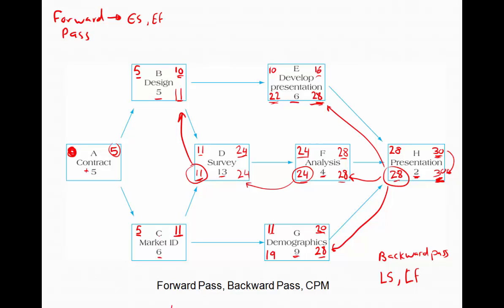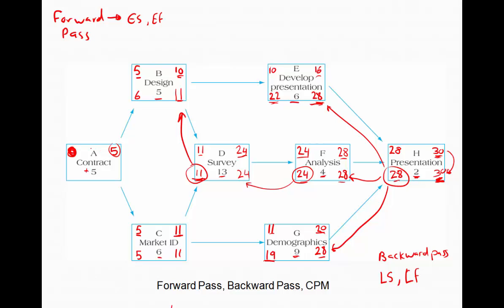Going down to activity C, again, similar situation. We have two options that we can select from. We have either 11 days or 19 days, and the rule tells us you take the smallest of the two. Therefore, we have 11 days. Back up at activity B, 11 subtract 5 equals 6. Down to activity C, 11 subtract 6 gives us a late start of 5 days.